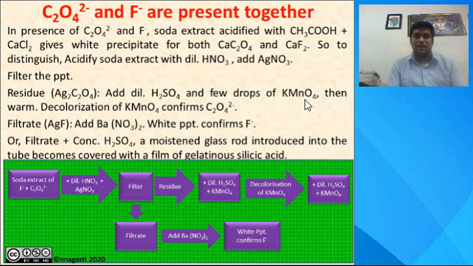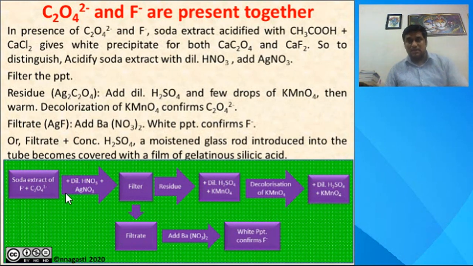For fluoride you can also employ another test. You take the filtrate, add concentrated sulfuric acid, and insert a moistened glass rod, and there will be a gelatinous appearance on the glass rod. That also confirms the presence of fluoride.